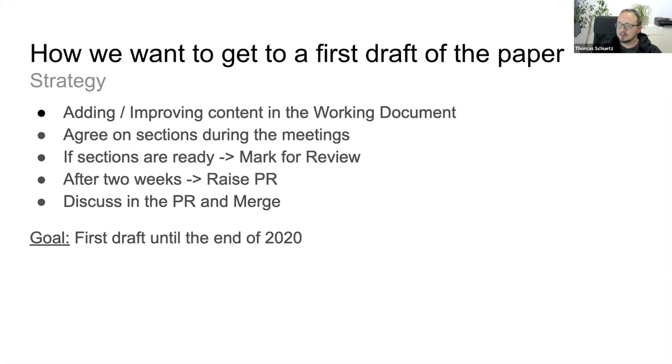As some of you might have seen, I've sent out a request for review in the mailing list. So everything which is marked for review can be reviewed by every one of you. So comments are very welcome. After 2 weeks of this review phase, we will raise a PR against the SIG App Delivery Git repository. And afterwards, we'll discuss the changes the last time and merge this.